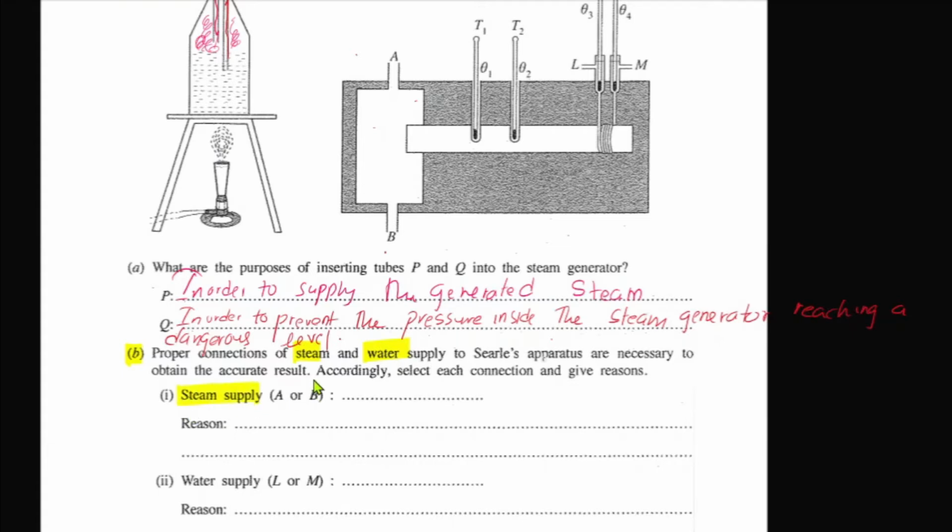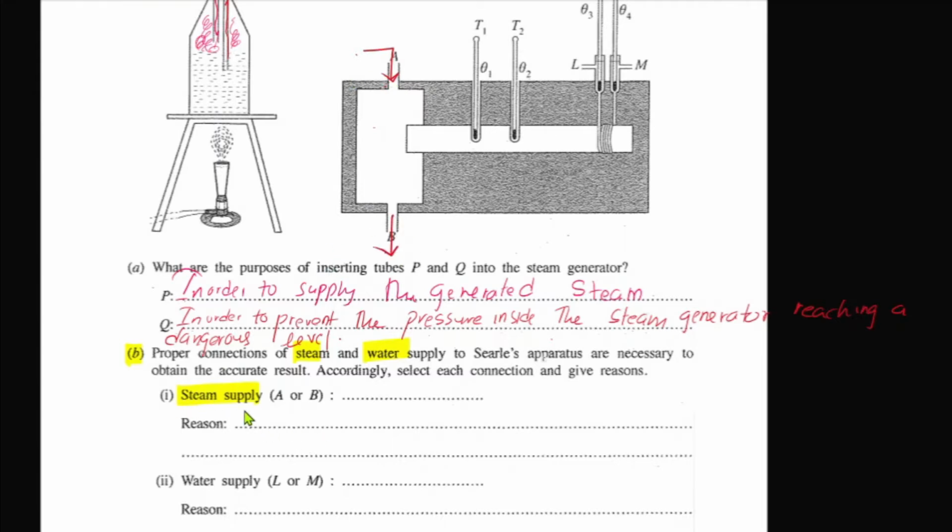So from where are we going to supply steam? That's what we need to consider. We can either supply steam from A, considering A as the inlet and B as the outlet, or the other way around is also possible, considering B as the inlet and A as the outlet. But out of these two, what are we going to decide? That is the question here. Actually, the answer is that we need to select A as the inlet and B as the outlet.